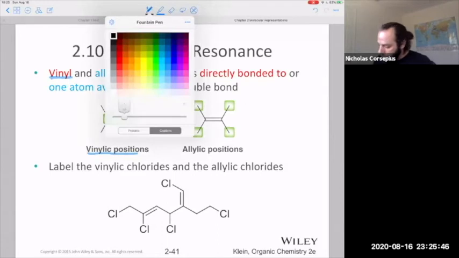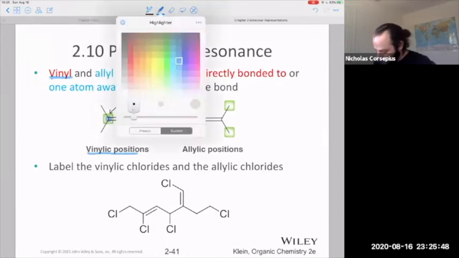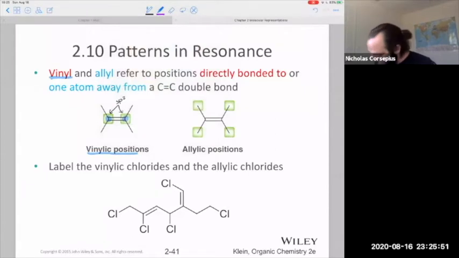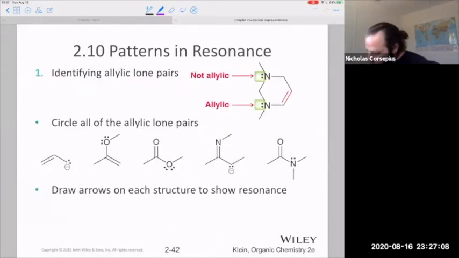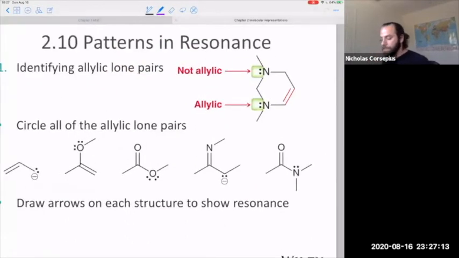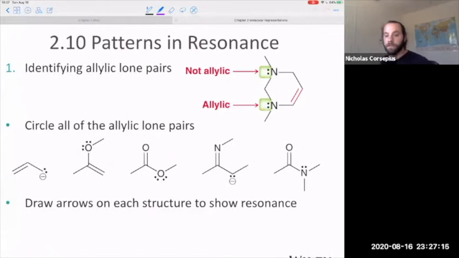The allylic positions, which are the ones that actually turn out to be even more interesting in terms of resonance, the allylic positions are those located right next door, right? So your allylic position is what's bound to the vinyl carbon, or located 1 away from that double bond. So now what we're going to be interested in is identifying allylic lone pairs versus vinyl lone pairs. Or really just allylic lone pairs. That's what we want to be able to spot.